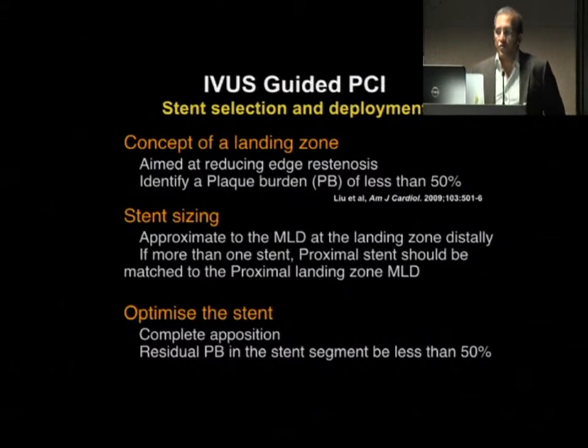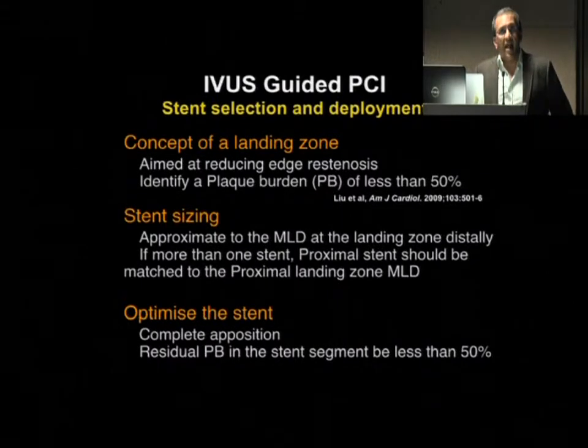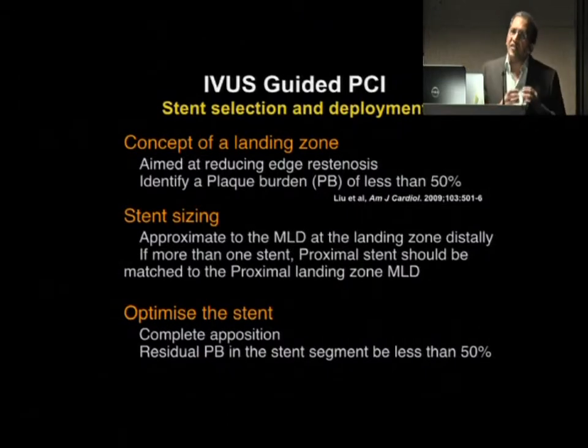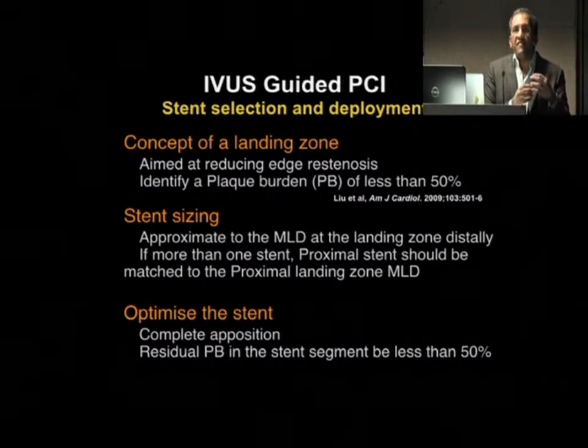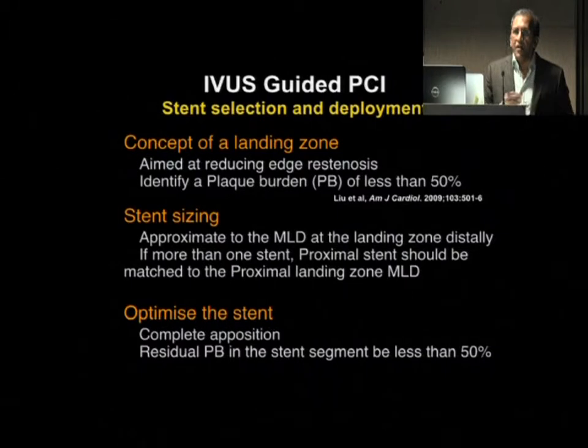So what does IVUS do? It helps you with the concept of a landing zone. The edge of a stent is important. The importance of the edge of the stent is so much that if you land the edge of the stent in a plaque burden which is more than 50%, you're going to have restenosis and a high rate of stent thrombosis. As against this, if you land the edge of your stent in an area which is less than 50% plaque burden, then you're going to have low MACE rates and low TLR. Now, what happens in a diffusely diseased artery when there is no area of plaque burden of less than 50%?